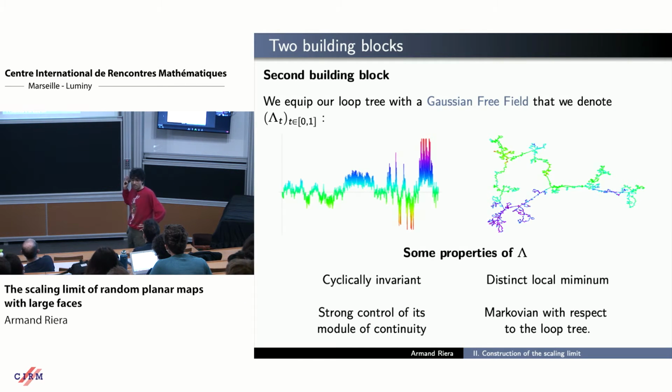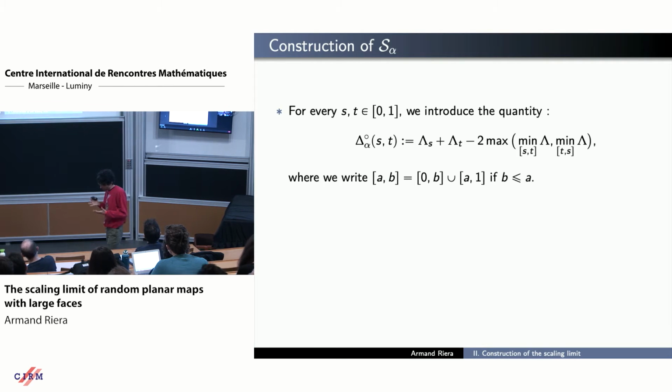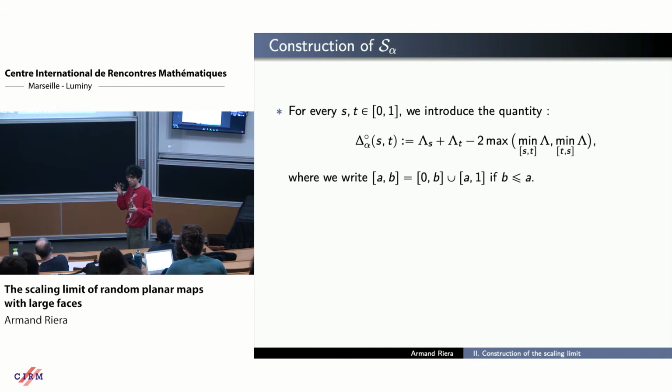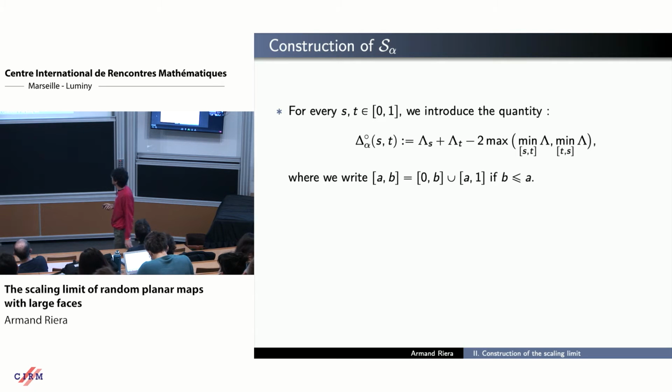So the construction now is really the same as the one of the Brownian sphere. I'm going to give the definition, but for this talk it's not very important. What is important is really that we only use these two blocks of randomness, the loop tree and the labels. So we start just with this delta 0. Delta 0 of S, T is just the label of S plus the label of T minus 2 times the maximum of the labels when you go from S to T or from T to S. The formula here is not important. What is important is that it's easy in terms of the labels.